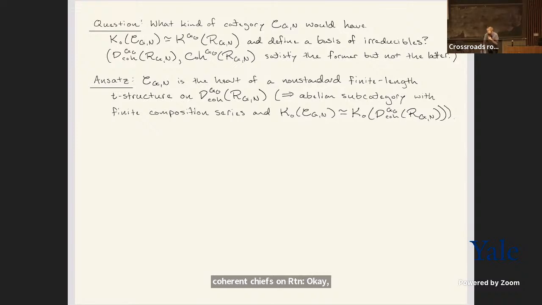Okay, so what do those words mean? The key point is that the natural expectation is that this is some abelian subcategory in which there are finite composition series. So every object has a finite length composition series. That's the property that guarantees irreducibles give you a basis in K0. And it should have the same K0 as the ambient triangulated category. So that's the natural guess again.